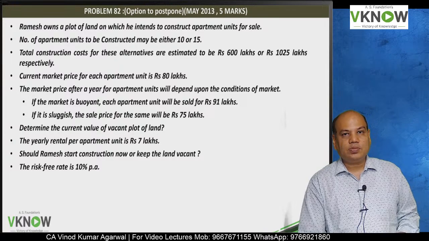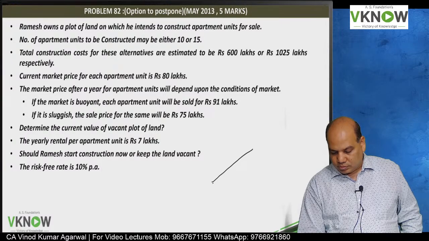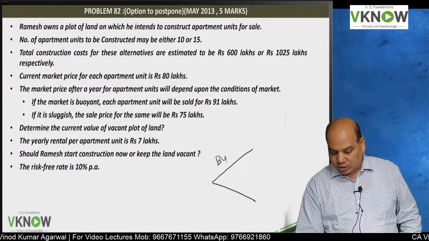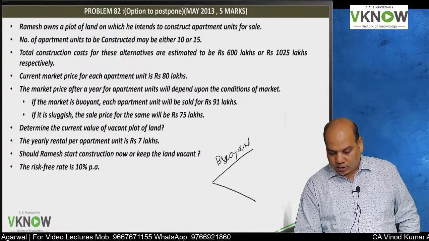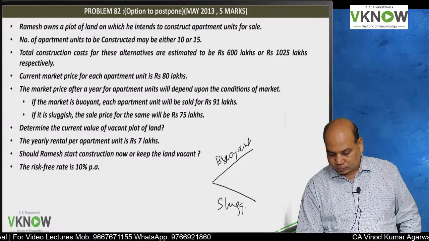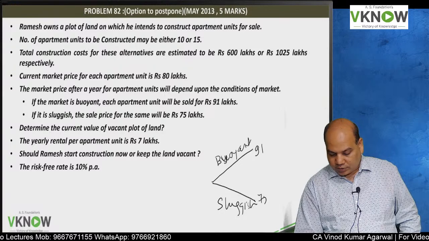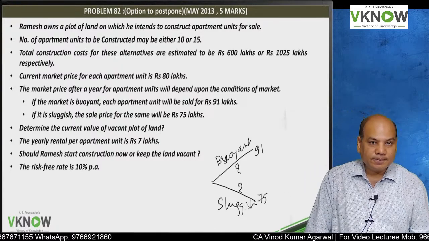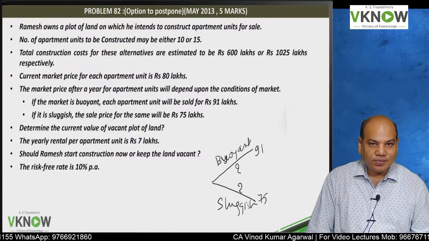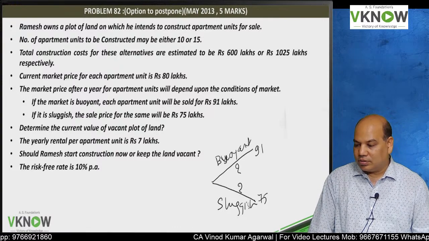Now in this question, one important thing is missing. Market can be buoyant, spelling B-U-O. Market can be sluggish. You will get 91 lakh or 75 lakh. But what about the probability? The probabilities are not given.